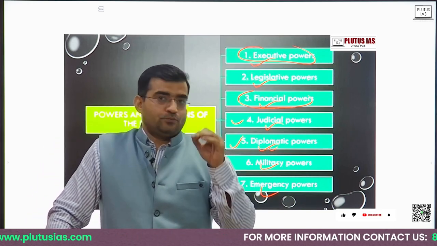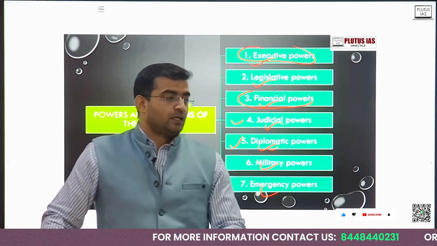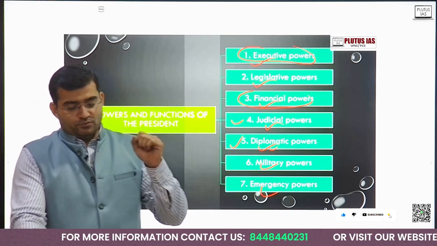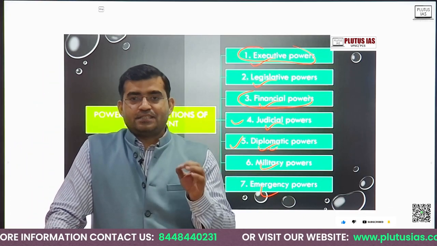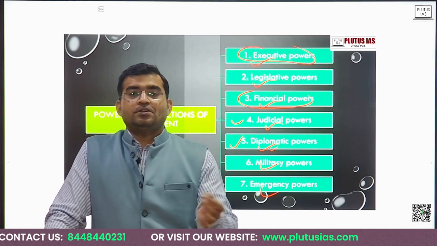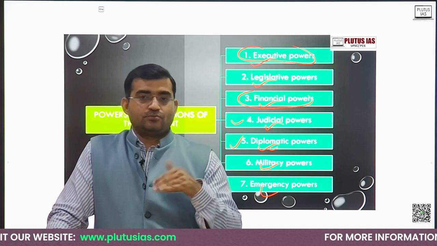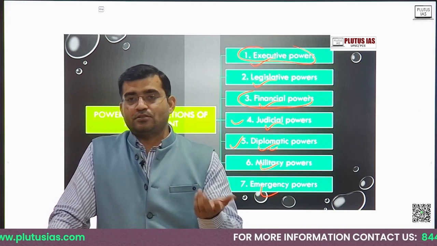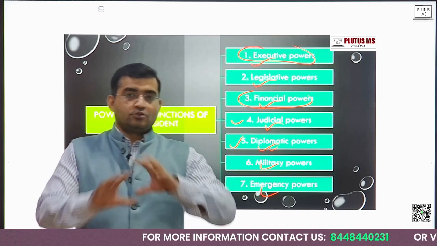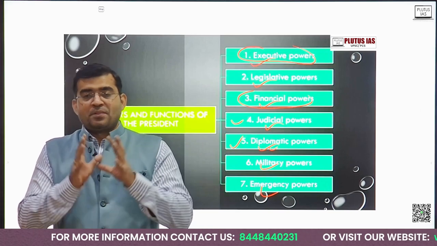Then there is the provision that deals with presidential rule in a state. And the last one is Article 360, that is the financial emergency. So this way we can see the detailed provisions about the President in our Constitution.